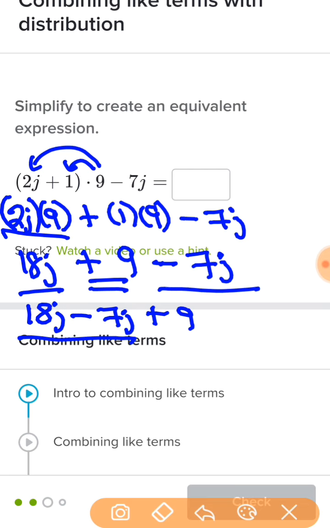18j minus 7j will give me 11j's. Bring down the plus 9. 11j and 9 do not have the same last name. So since they don't have the same last name, I can't combine them any further. So that means that I'm done simplifying the expression. So my final answer is 11j plus 9.